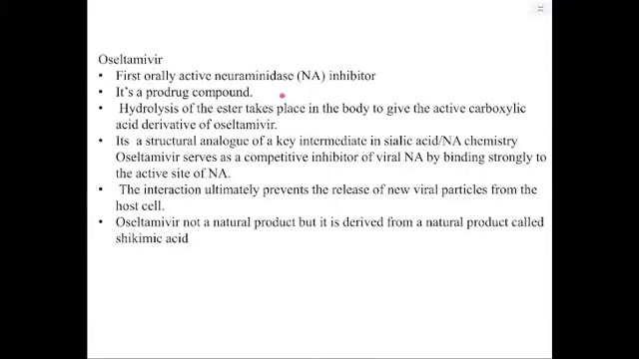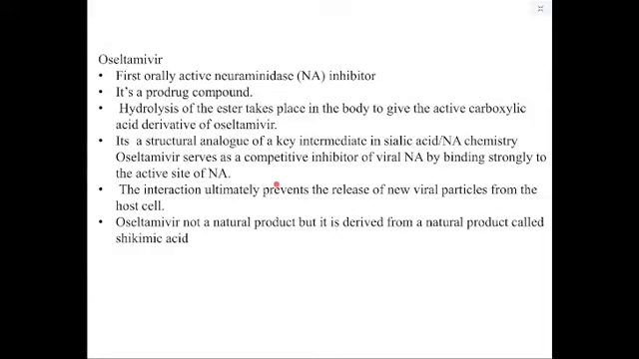Oseltamivir is an orally active neuraminidase inhibitor. It's a prodrug compound. Hydrolysis of the ester takes place in the body to give the active carboxylic acid derivative of oseltamivir. It's a structural analog of a key intermediate in sialic acid chemistry. Oseltamivir serves as a competitive inhibitor of the viral neuraminidase by binding strongly to the active site of neuraminidase. So please remember, it is binding on the neuraminidase, not on the sialic acid. It's binding on the neuraminidase, which is the enzyme that is very important.